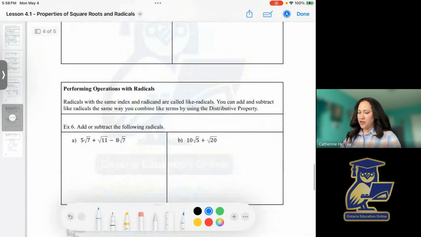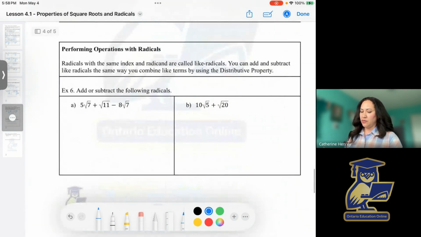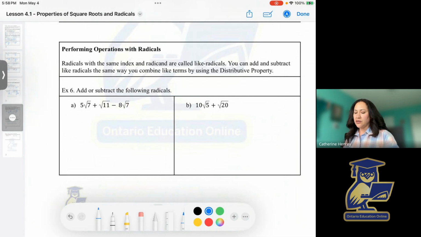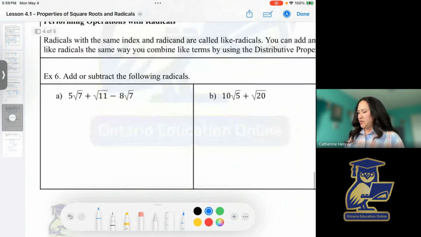And the next thing we want to do is just take a look at some performing operations with radicals. So radicals with the same index and radicand are called like radicals. So you can treat them just like terms when we're simplifying other polynomials. So you can add and subtract like radicals the same way you combine terms using the distributive property. So let's take a look.